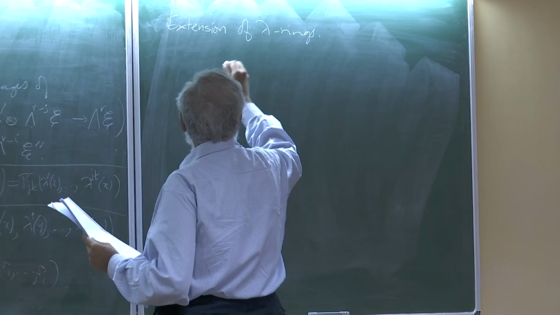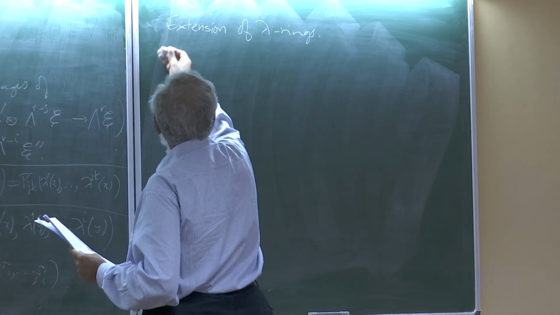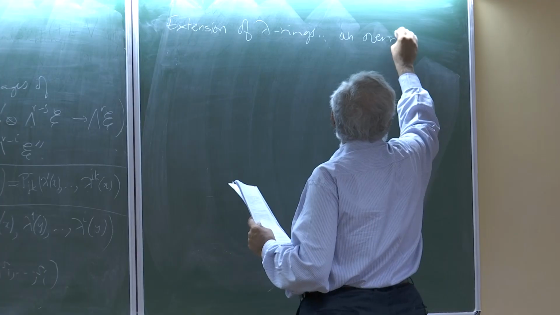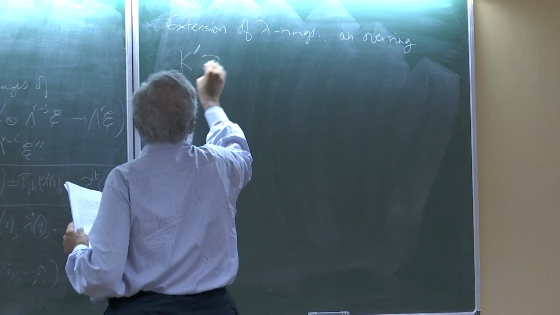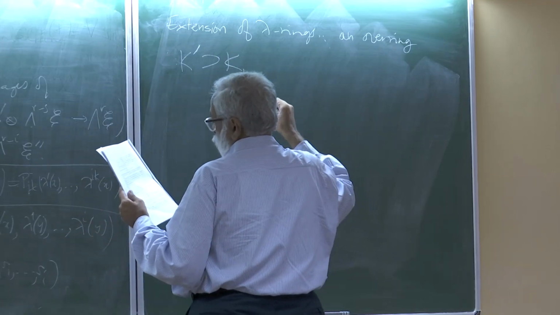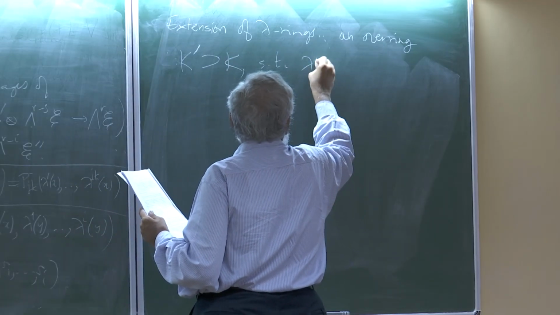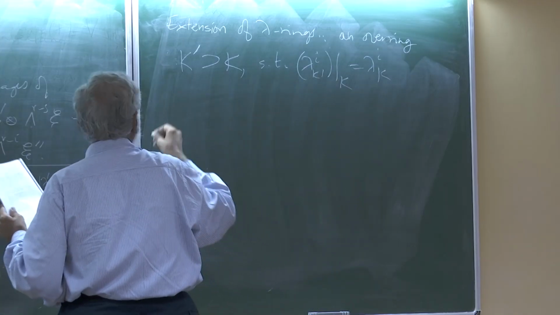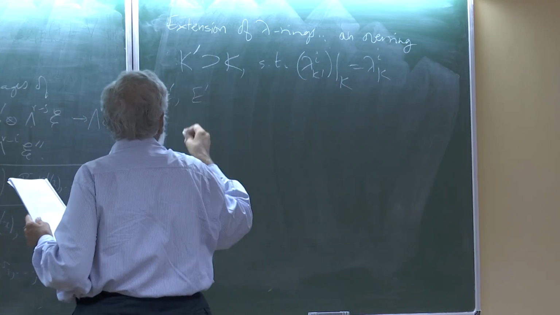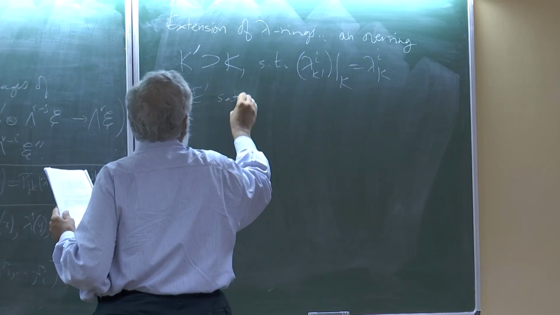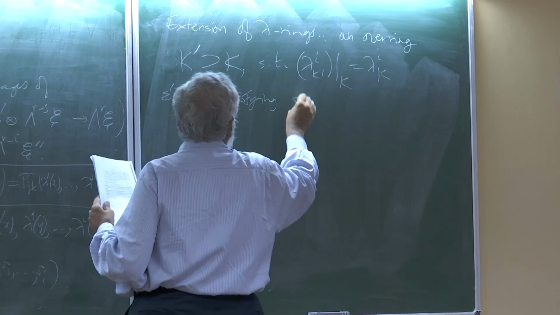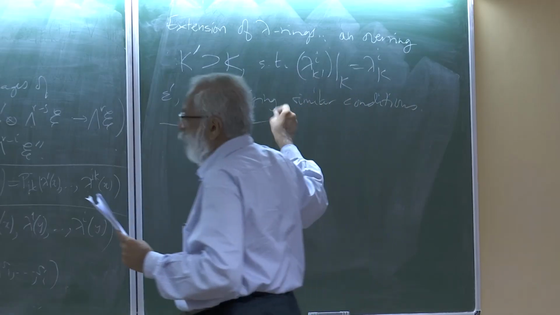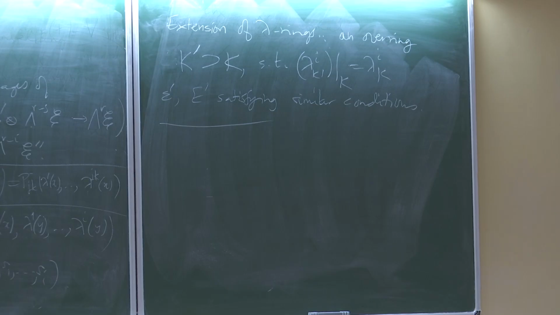There's some point. Extension of lambda ring. So here I've got a lambda ring K. An overring K' containing K such that lambda^i on K' restricted to K is lambda^i of K. Now it extends the lambda operations, and there exists epsilon' and e' satisfying similar conditions. I mean, it's fairly obvious what the condition ought to be.